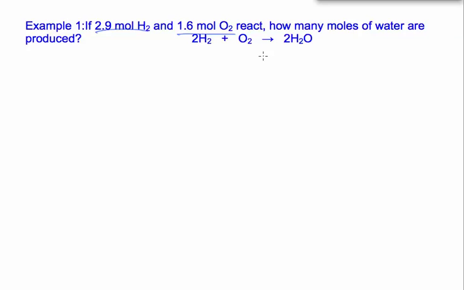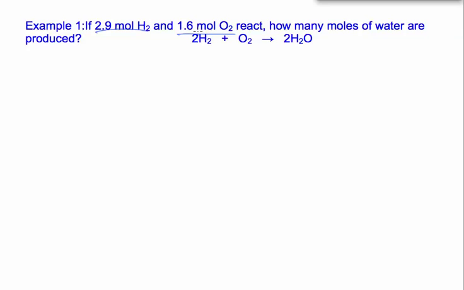First thing we have to do is make sure our equation is balanced. We have 4 hydrogen and 4, and 2 oxygen and 2. And the way we're going to solve this is we're going to see how much water I can make with this much hydrogen and how much water I can make with this much oxygen. Whichever one makes the least is the one that runs out first.